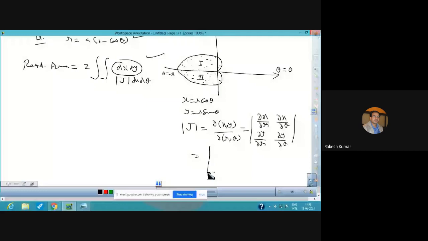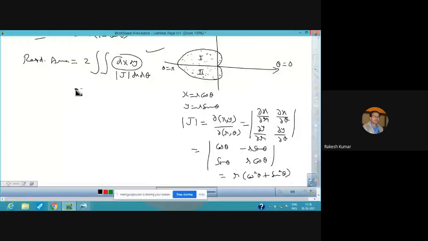So the derivative of x with respect to r is cos of theta, minus r sine theta, then sine of theta, and that comes out to be r cos of theta. When you expand the determinant, you will have r times cos square theta plus sine square theta, and this is the identity. So the value comes out to be r. You can use this value here, and the formula becomes 2 times r dr d theta. r is the value of the Jacobian, and we always take the absolute value.